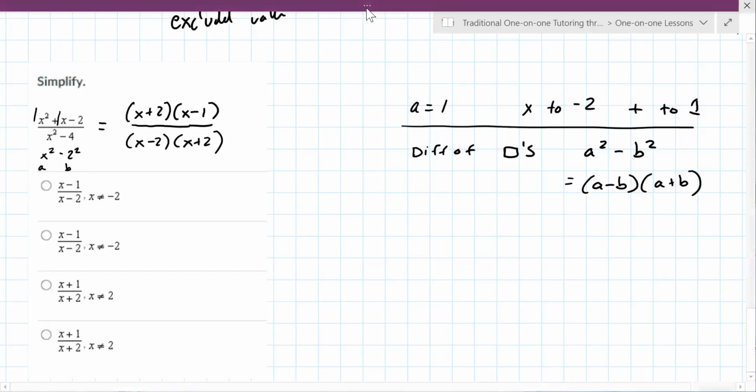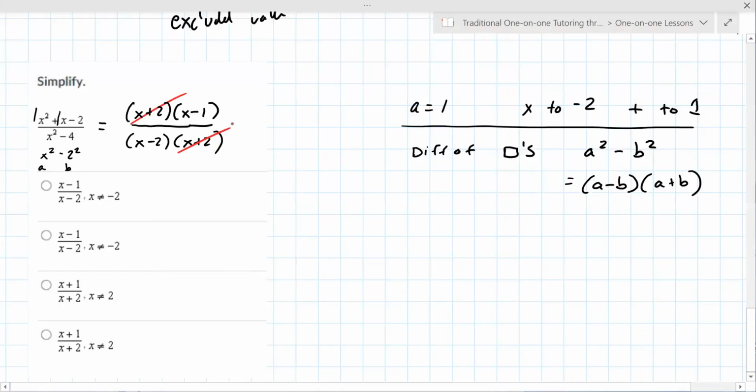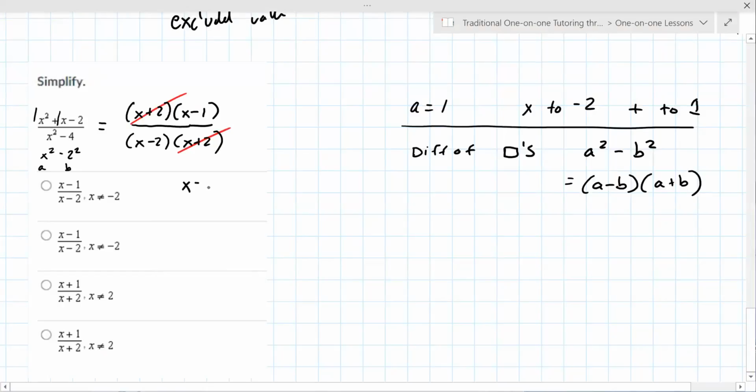All right. Now notice that these cancel. And what you're left with is x minus 1 over 2, which means it could be either of these.